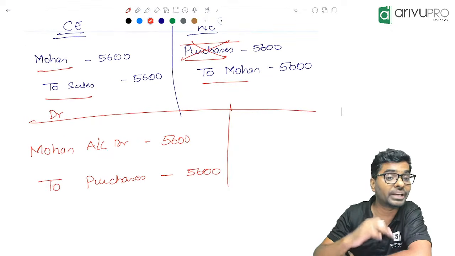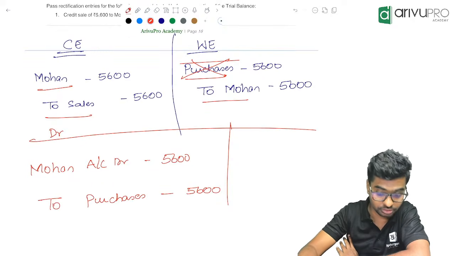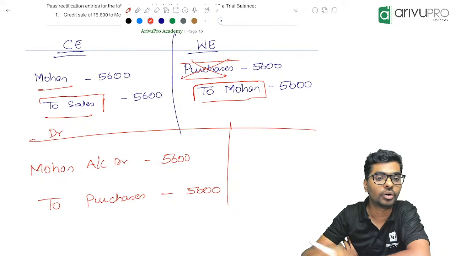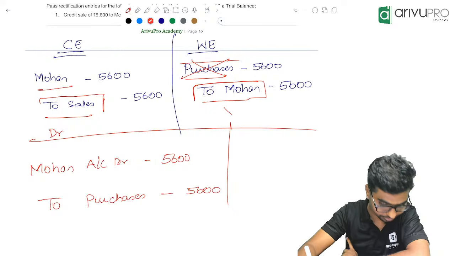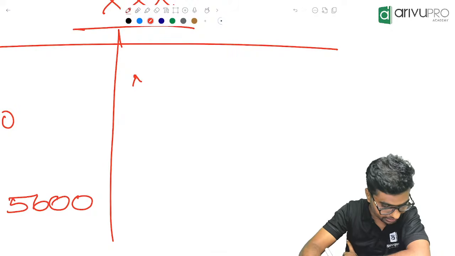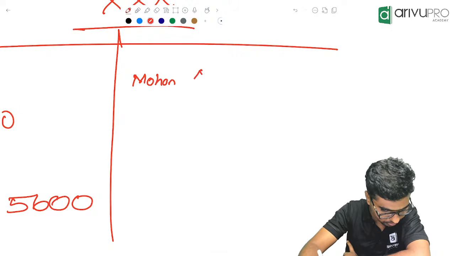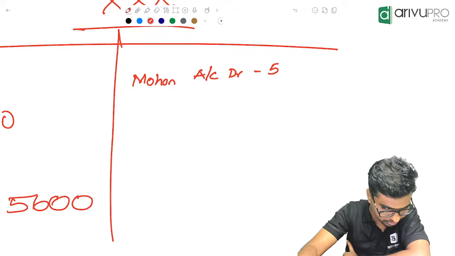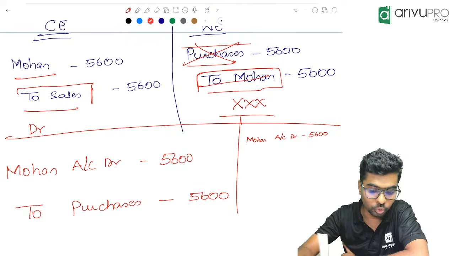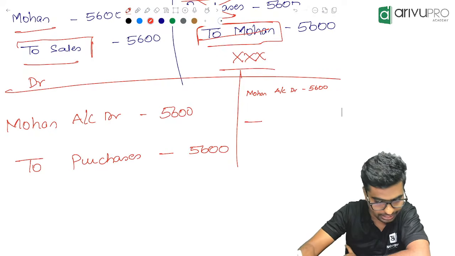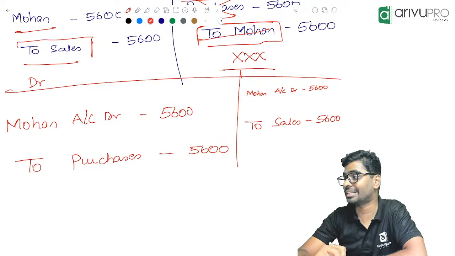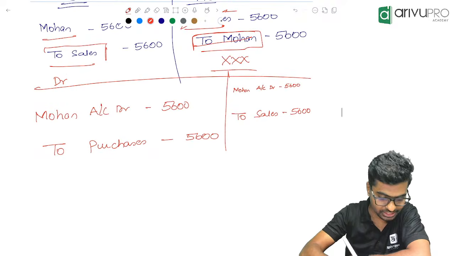This is the rectifying of the debit. Now, let me rectify credit. Who's credited? Who should have been credited? What will you do? First, remove Mohan. How will you remove Mohan? So I will write Mohan account debited 5,600. Can I say I have removed Mohan now? Now who should come in place of Mohan? I'll write it as to sales 5,600. Now this is my credit correction.